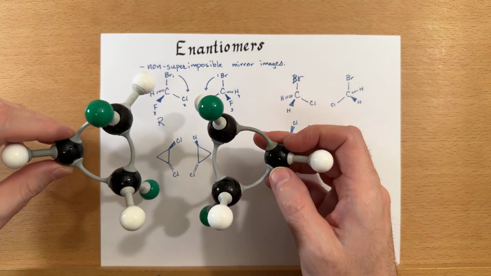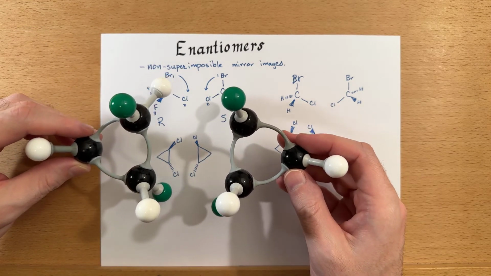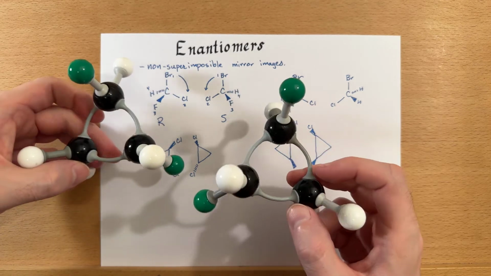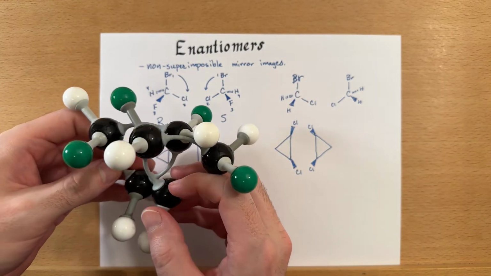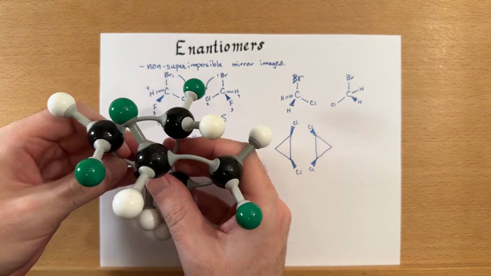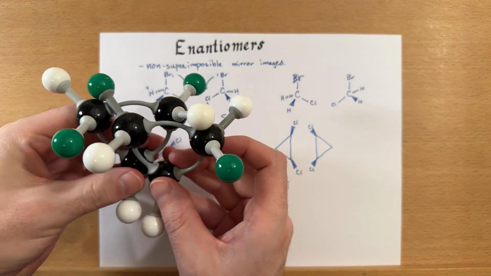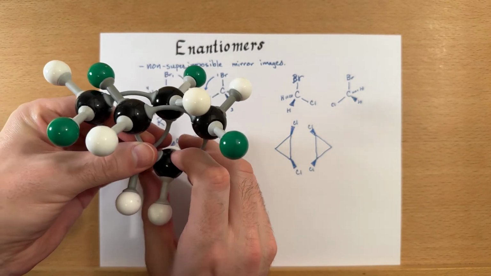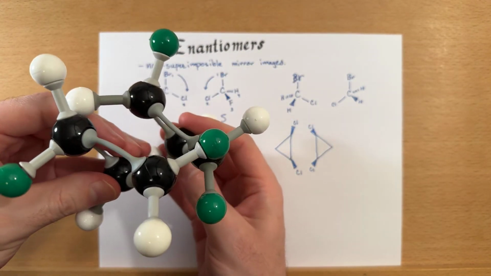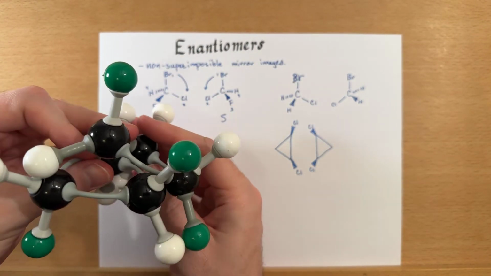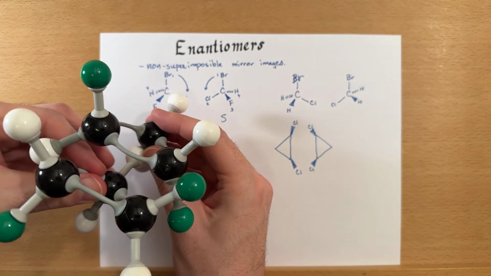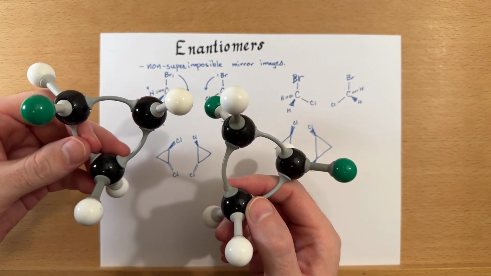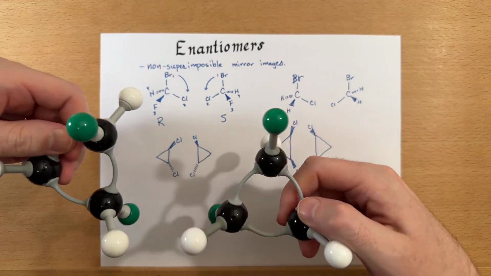And so these are, in fact, mirror images of each other. And then let's see if we can superimpose them on top of each other. So when I look at that, I try to line up as much as I can, and I'm having difficulty, right? Because it's not possible. They're on opposite sides. And if I were to try to rotate this around, I still have the same problem. They're still on opposite sides of the molecule. So these are enantiomers of each other because they are non-superimposable mirror images.